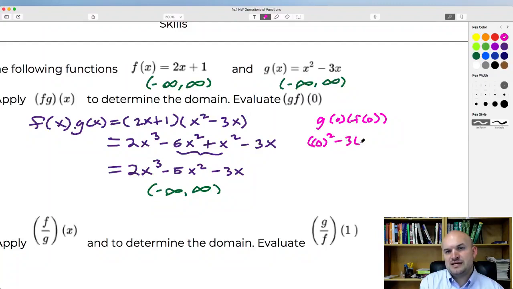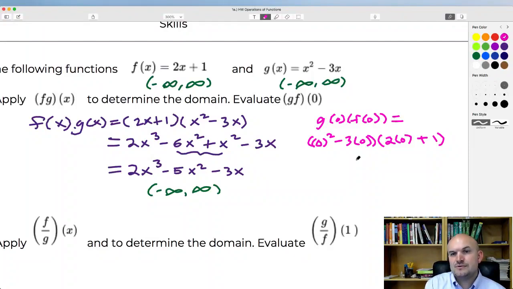g of 0 is basically going to be 0 squared minus 3 times 0. And then if you just notice, this is 0, right? 0 times anything is going to be 0. So therefore, g of 0 times f of 0 is just equal to 0. Okay, so that's not always the case, and you'll see that it's not always going to be 0, or whatever you're evaluating for, but in this case, it's just equal to 0.